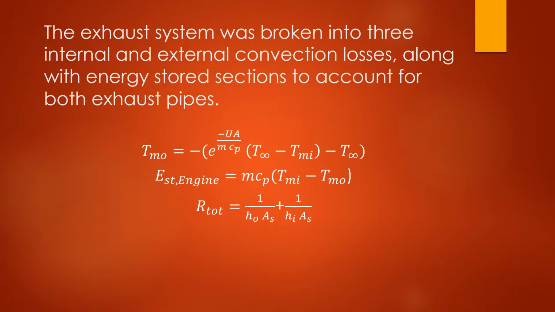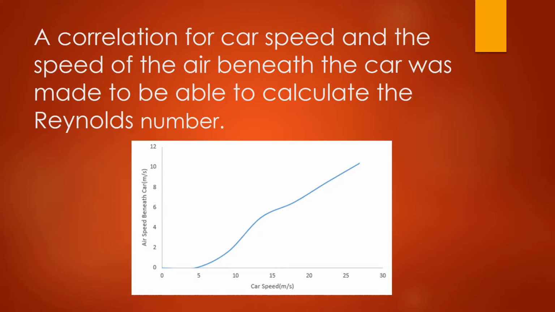For our model, we found the external convection coefficient by iterating the properties of air, and the internal convection coefficient was found by iterating properties of carbon dioxide, because CO2 is the most common gas in the truck exhaust. To find the convection coefficient, we need the air velocity under the truck.